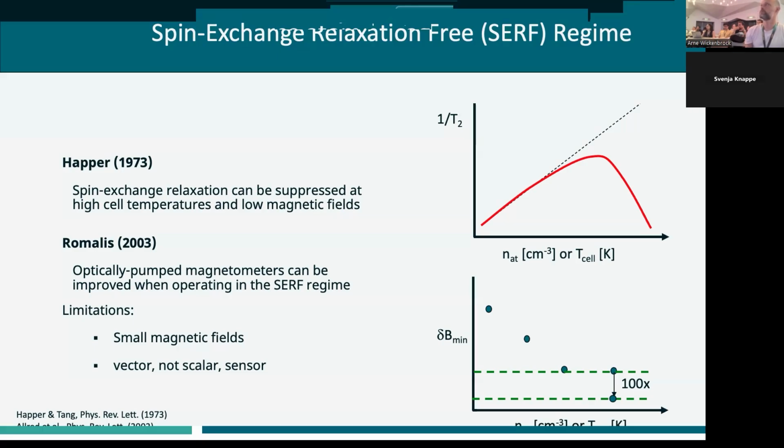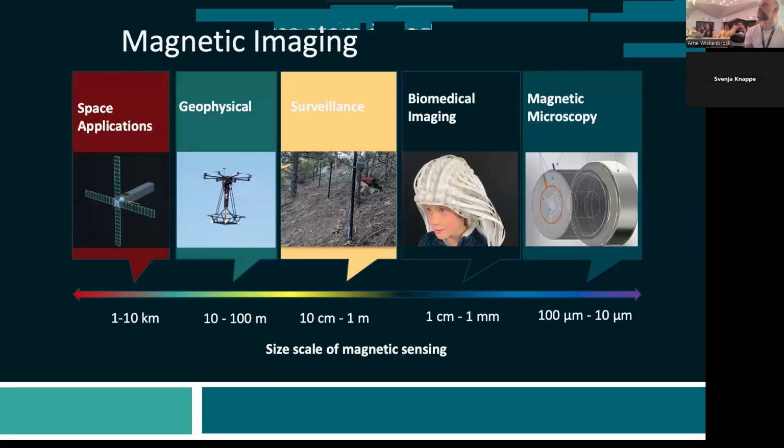And so in this limit of small magnetic fields, so slow precession and lots of collisions, I can build magnetometers in the SERF regime that have a noise floor that's suddenly, let's say, a factor of 100 better than what I could do before. But it is limited, that regime of low magnetic fields and high densities. And so in some applications, that works really well, and I'll talk more about that.